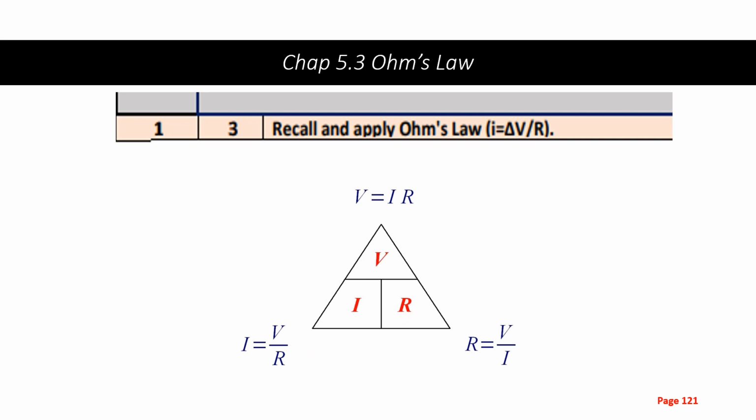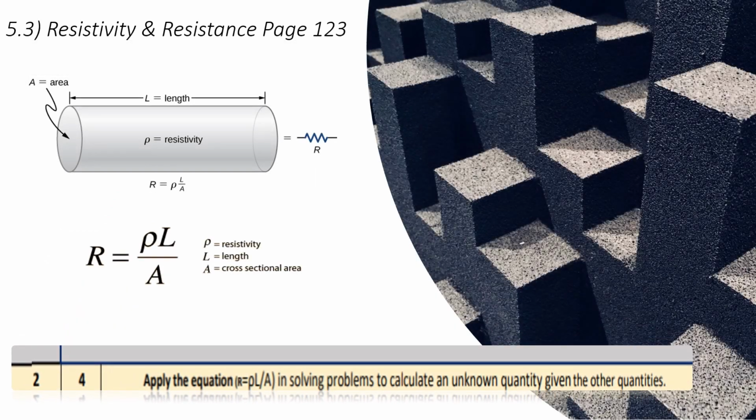Here we are with the next slide. It's about resistivity and resistance. You can find that on page 123. The resistance is equal to rho, which is the resistivity, multiplied by L, which is the length of the wire, over again the area, which is the cross-sectional area of the wire. In this case, it's also pi r squared. So that's the first bullet number 4. It's about the resistivity. We continue.